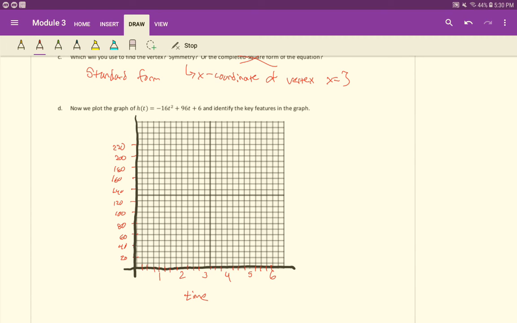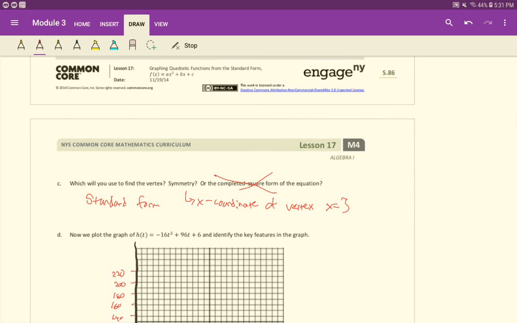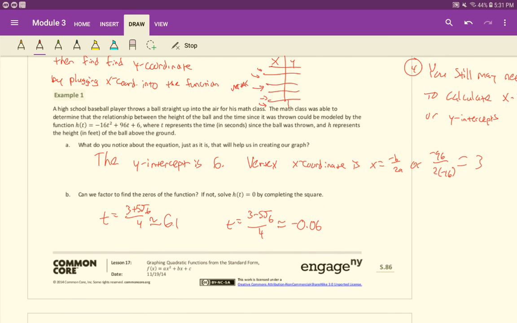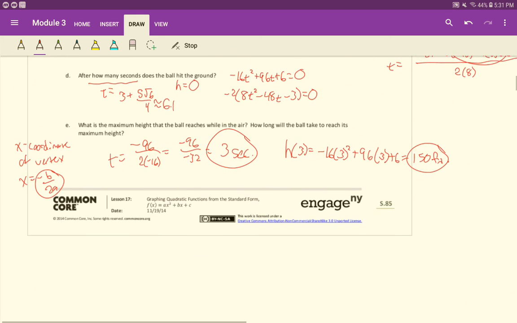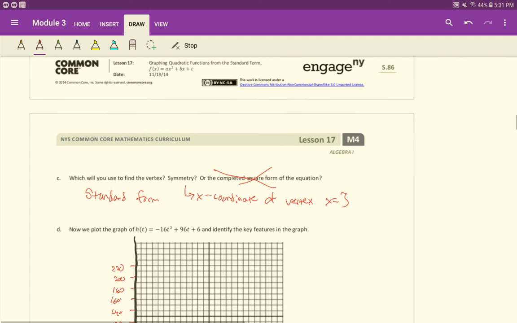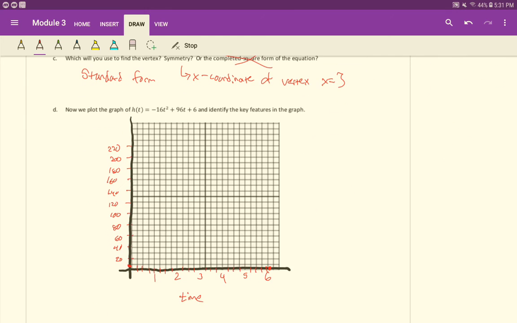So let's plot some of these points here, right? We already know the initial height is 6, so that's going to be like down here. Okay, we also know we're going to hit the ground at 6.1, so right around in here. The vertex you also know is at 3, 150. So there's 160, 140, so 150 will be right there. So that's nice. We have our axis of symmetry that goes through here too.